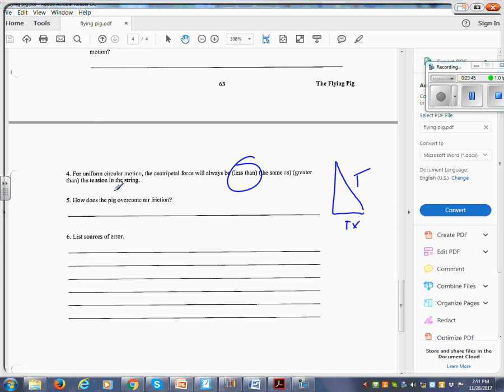How does the pig overcome air friction? We're not sure, but we think it has to do with the wings. Angular momentum. Did I show you that video of the Veritasium guy with the big spinning thing, and he lifts it over his head and it goes around like this? Yeah, that's a conservation of angular momentum thing.